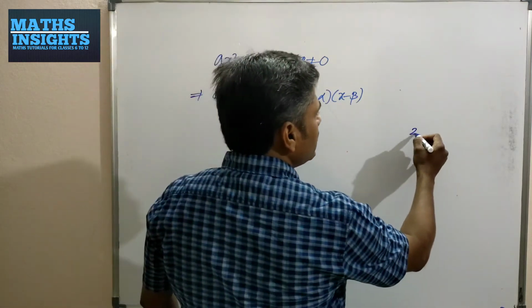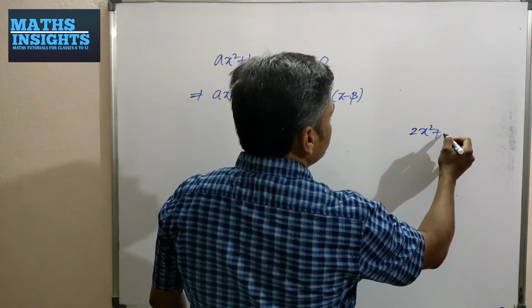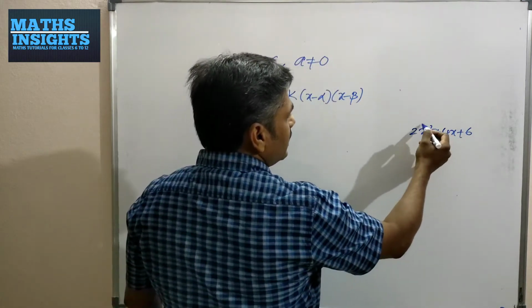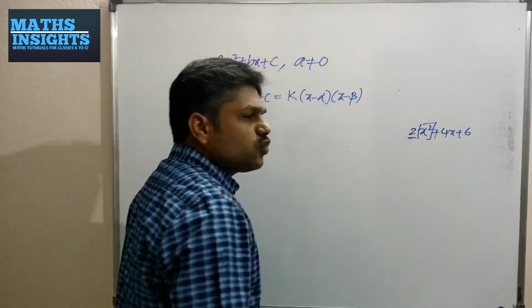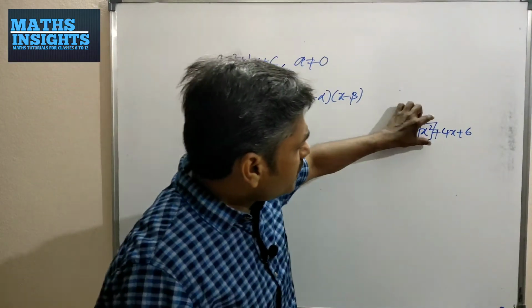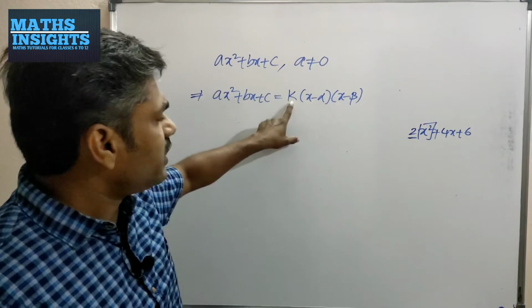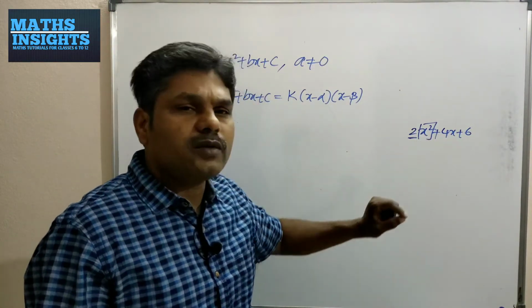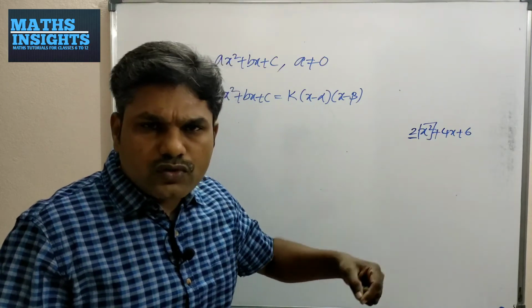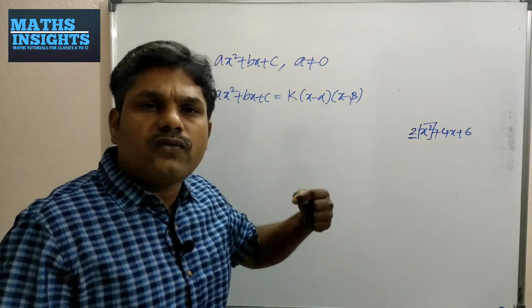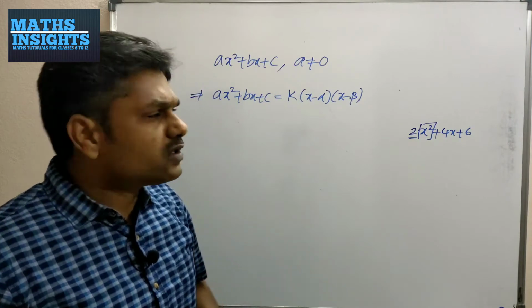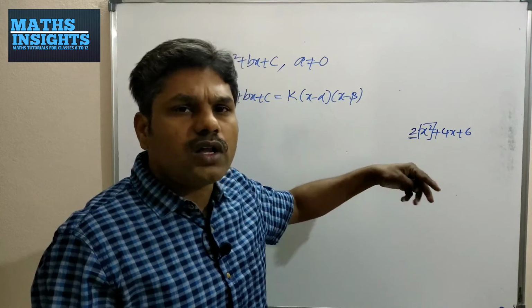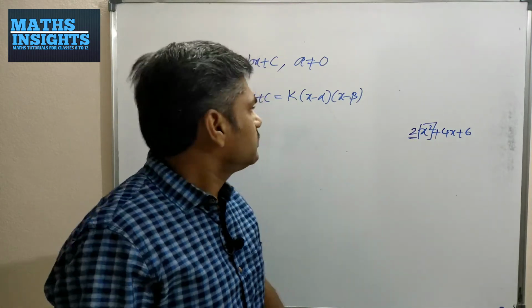Suppose you have a quadratic polynomial like 2x square plus 4x plus 6, then here x square has 2 as its coefficient. When x square has any coefficient, you have to write k. Sometimes k will become 1, then this will become x square only. So you have come across different types of quadratic polynomials whose coefficient is 2 or 1 or anything.